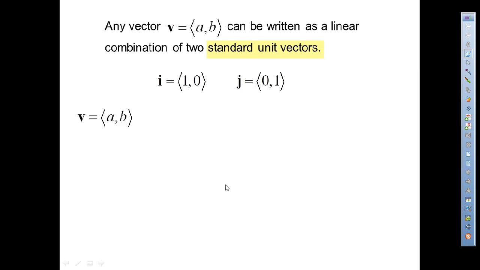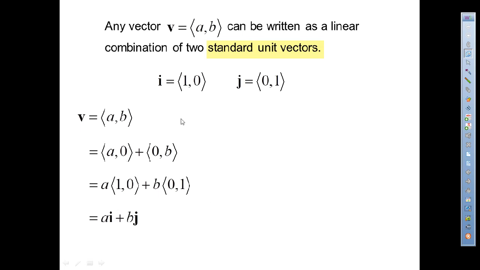So when we see this written in this form with i's and j's, the a is the x part, the b is the y part, so we're going to have ai plus bj. Now that comes from the fact that we can break this thing down right here into the vector a comma 0 plus 0 comma b, x component, y component.